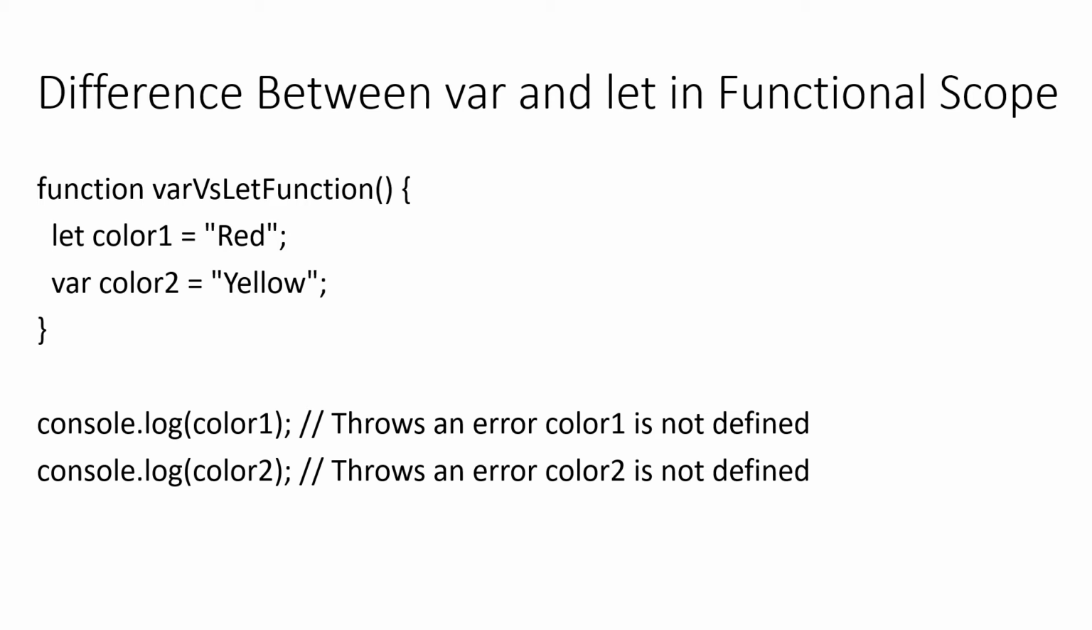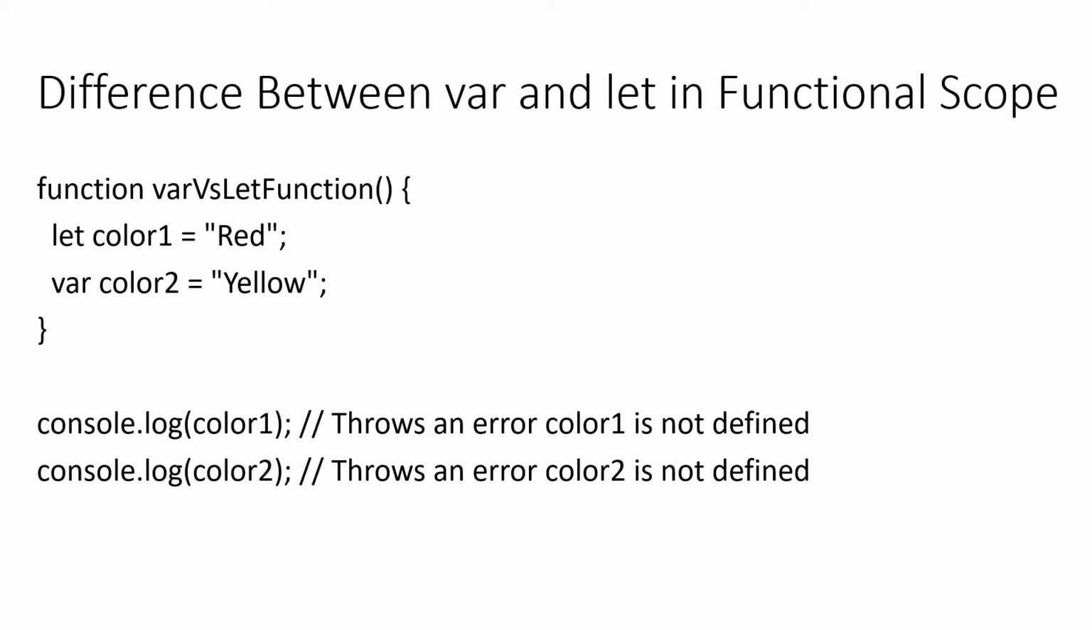So let's start with this. Let's start with the function var versus let function. We have declared the function var versus let in a functional scope. This is our function name. In this we have declared color 1 with the let variable, that is red, and var color 2 with yellow color. So console.log color 1.